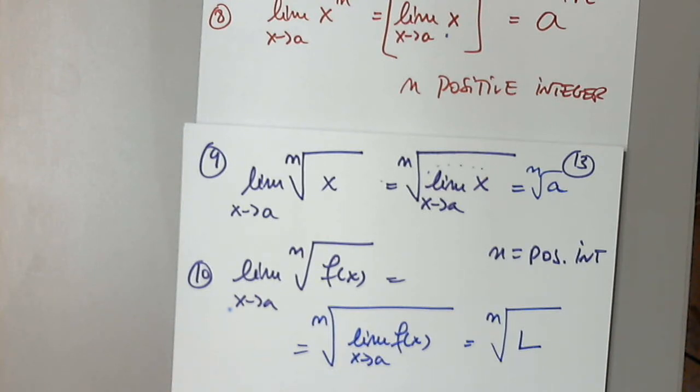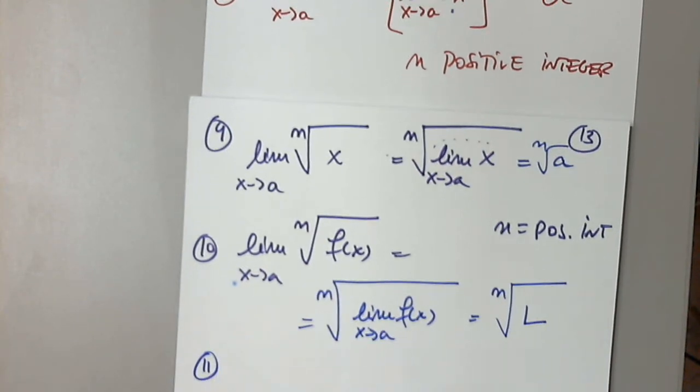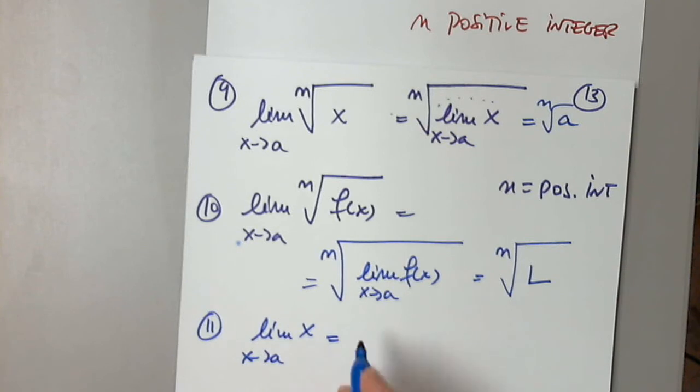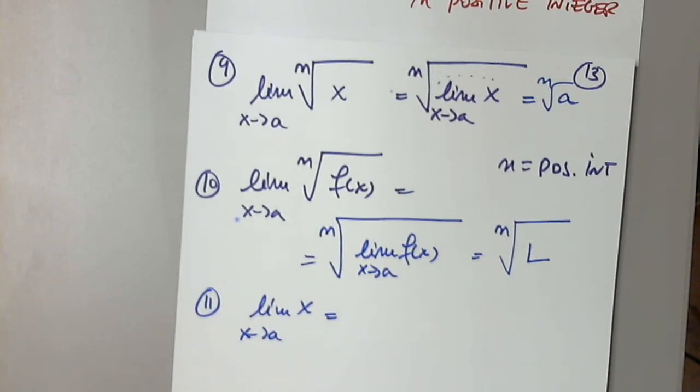And I didn't forget, there is one more, number 11, but it was already incorporated in the previous ones. The limit of x as x approaches a, we already used it several times. So what will you write? A, indeed. Very good.